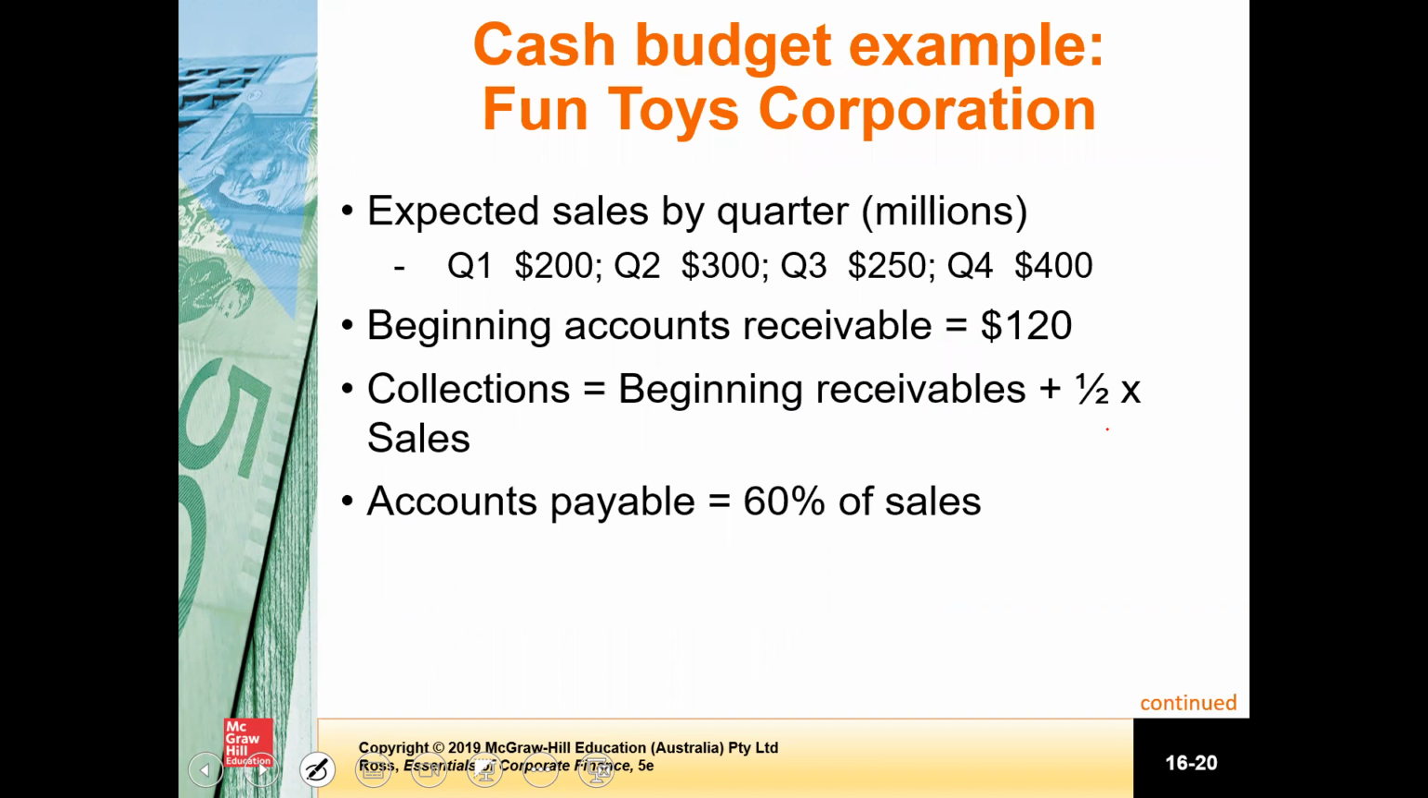So Fanto is the corporation's cash budget example. You will see that this example is also available in the textbook, so you can manage some time to go through the example. So here I will briefly explain this. What we are given is expected sales by quarter. So you can see quarter 1, quarter 2, quarter 3, and 4 sales are given. We are given with beginning account receivable, which is 120. And the collection, this formula I already showed you in the last slide, that collections are beginning receivables plus half into sales, okay? And accounts payables are 60% of sales. These are given.